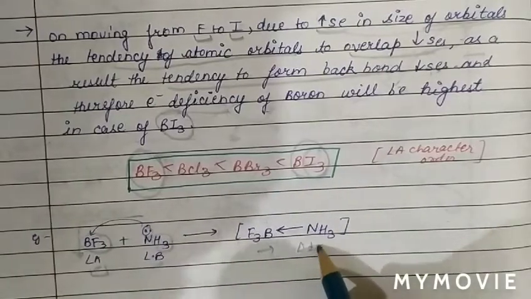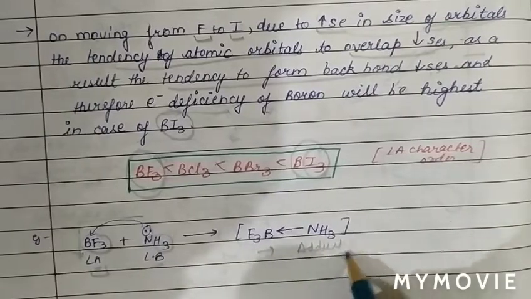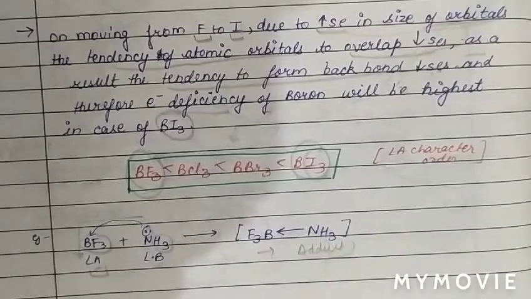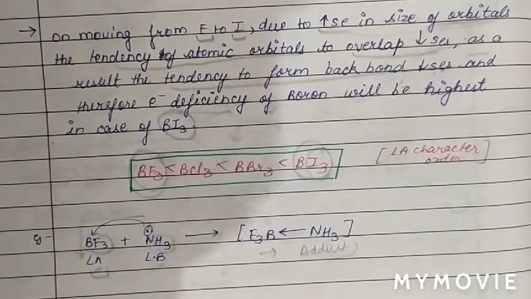And this we call compound addition complex or adduct of BF3 and NH3. Now see the next example.